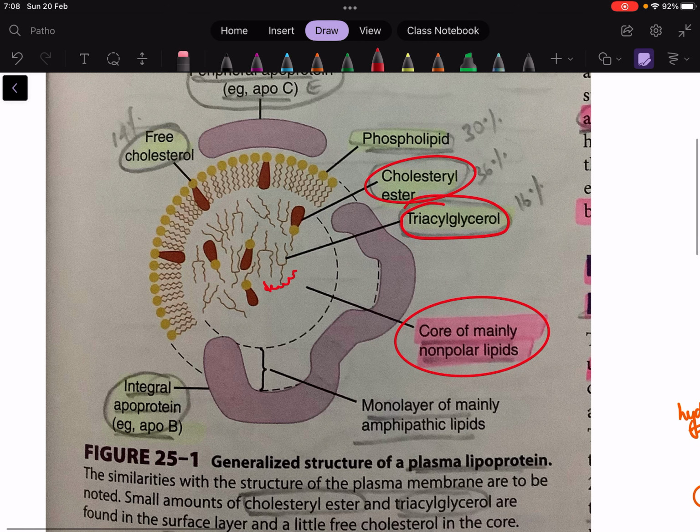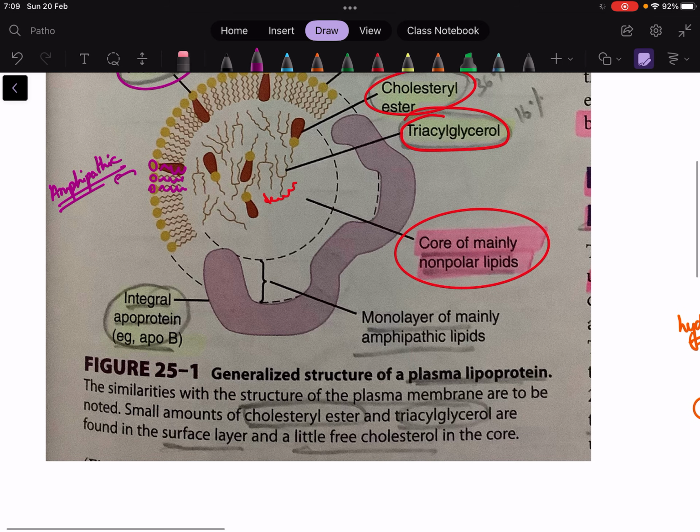Okay. Now there is an amphipathic layer. As you can see here, there is a nicely arranged head, and this is the tail. There is a head, this is the tail. This type of arrangement is called your amphipathic lipids, right? And what are the two types of amphipathic lipids? Those are your cholesterol, which is here, and not only that, your phospholipids. Now this outer, thick layer is the protein shell.